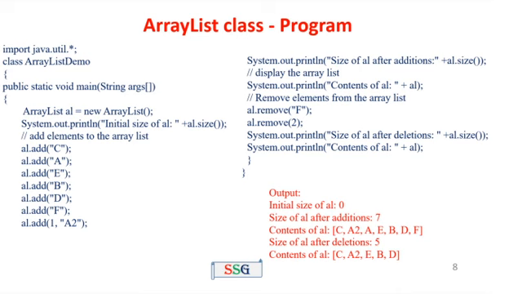The next one, display the array list. System.out.println contents of al, you just put the plus symbol and al. It displays all the elements in square brackets. That is C, A2, A, E, B, D, F.